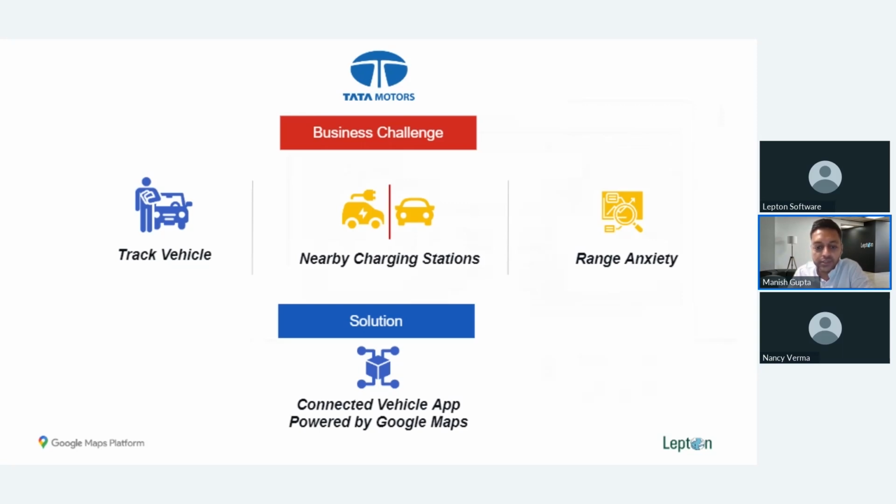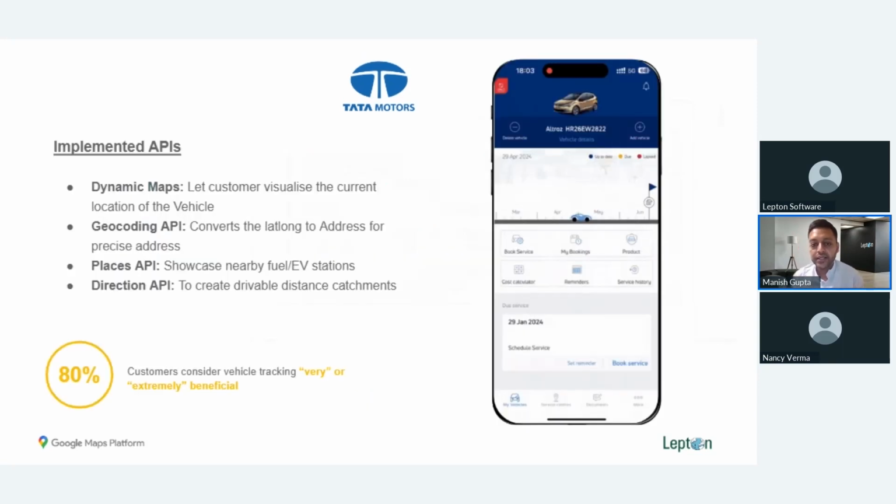The solution is to build the Google Maps API into the connected vehicle application. Here, with the Autocomplete API, you can select which city or locality you are in. Based on that, it prompts you with all the charging stations available nearby. Once you click on a charging station, you can navigate from your current location to the nearby charging station.